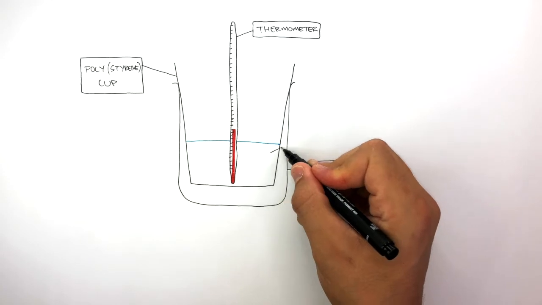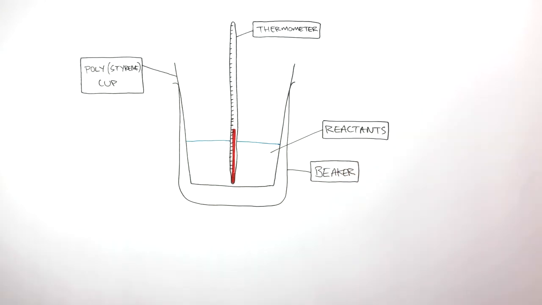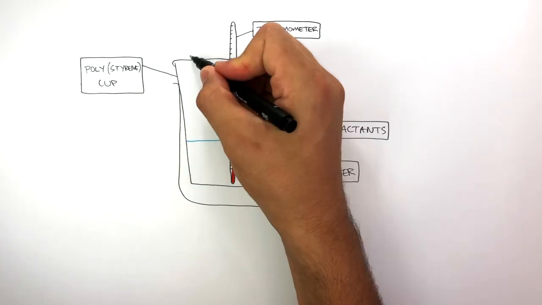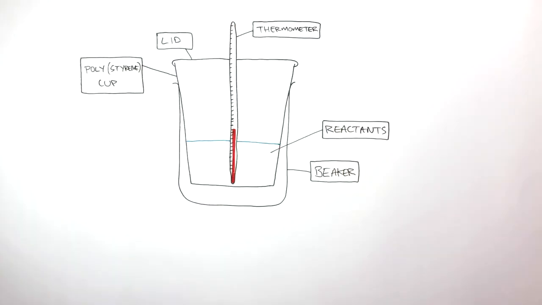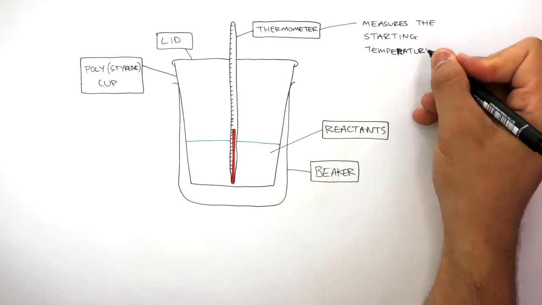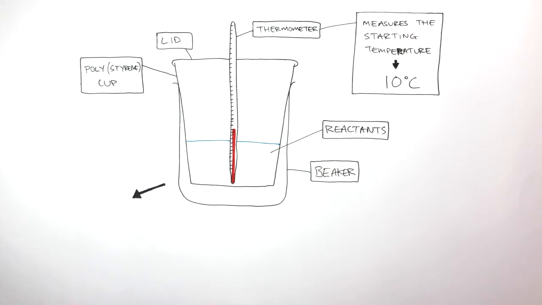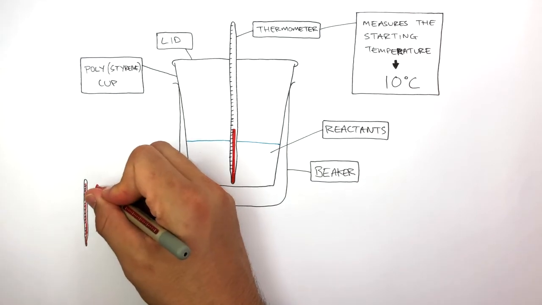The thermometer goes inside the reactants, and it's really important to immediately place on a lid, as a lid also helps to reduce the rate of energy transfer, so the temperature change is more accurate. So the thermometer measures the starting temperature, and in this example, it is 10 degrees Celsius. So if it's an exothermic reaction, the thermometer will show how the temperature has increased.